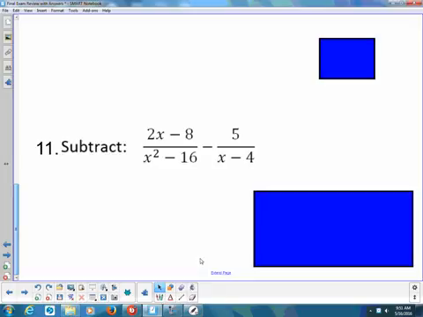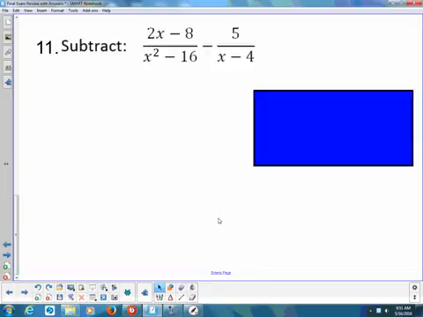And let's take a look at number 11. Now we are subtracting. In order to subtract fractions, Patrick, we have to have what? Common denominator. So in order to find the least common denominator here, we might want to factor first. What does x squared minus 16 factor into? x minus 4, x plus 4.